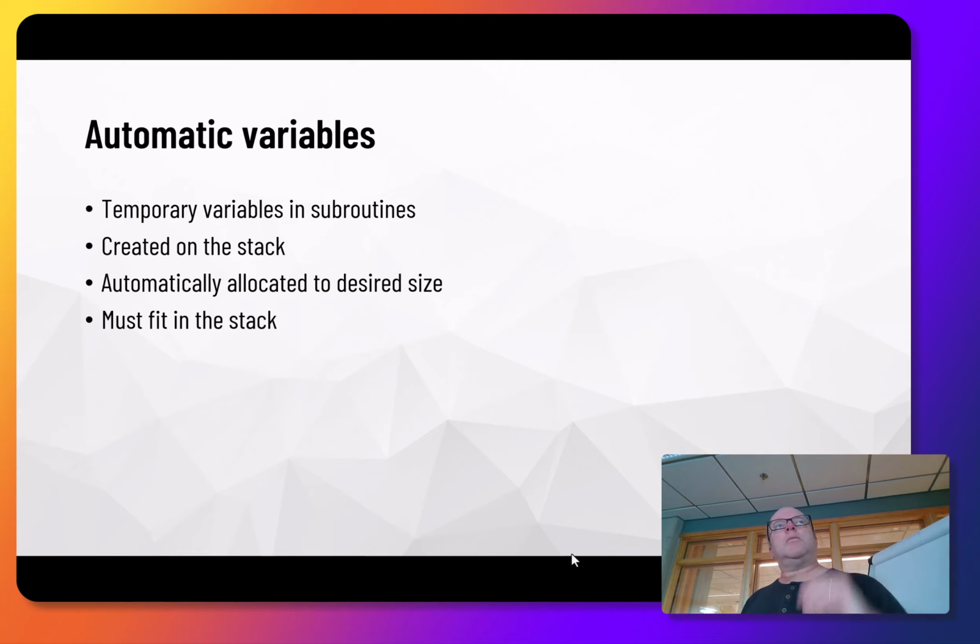There is a notion of something called automatic variables. These are temporary variables in subroutines. They're created on the stack and then automatically allocated to the desired size. They must fit in the stack to be able to use. And perhaps we should have a distinction here.